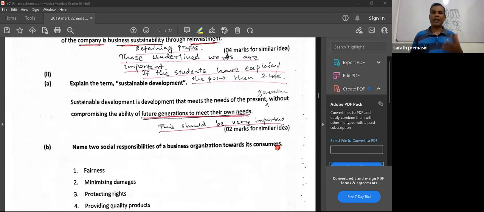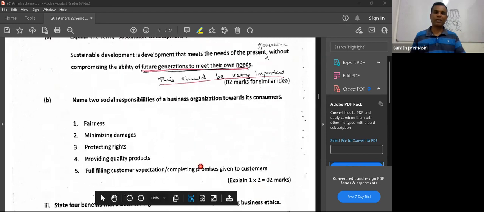And then protecting rights. As a businessman, he has to respect the rights of others. Providing quality products for a reasonable price. Sometimes, most probably, some business people are selling low, inferior products, emphasizing them as high quality products. That is wrong. That is violating social responsibility. Yes. So towards customers, please write them out. Fulfilling customer expectations, completing promises given to customers, and then you see here, please write it down.